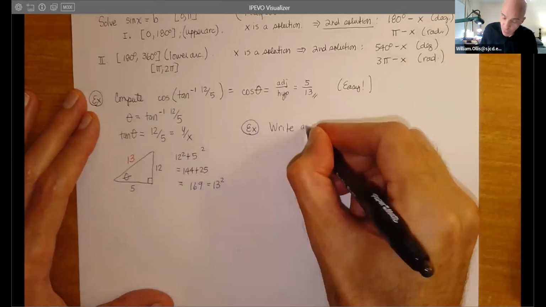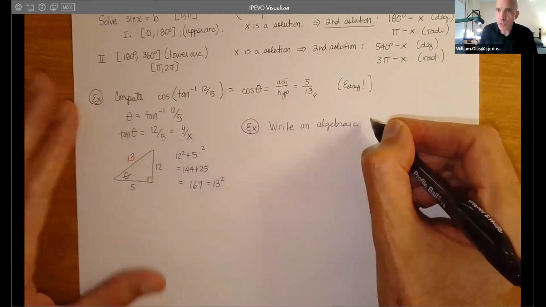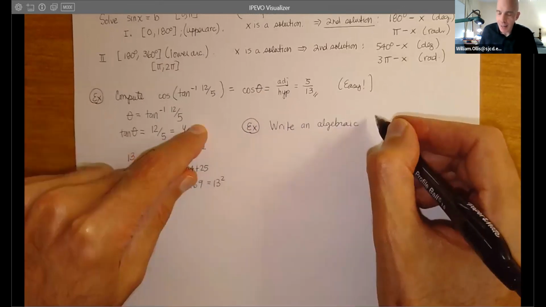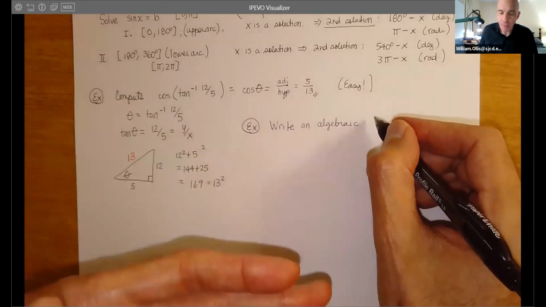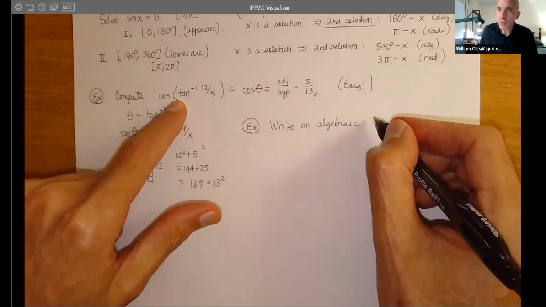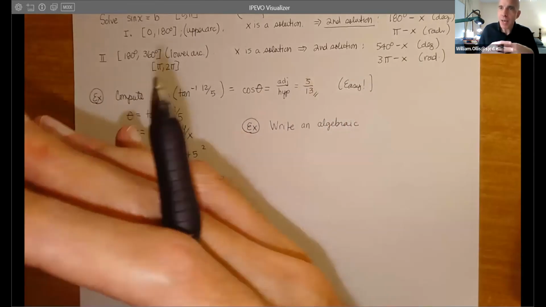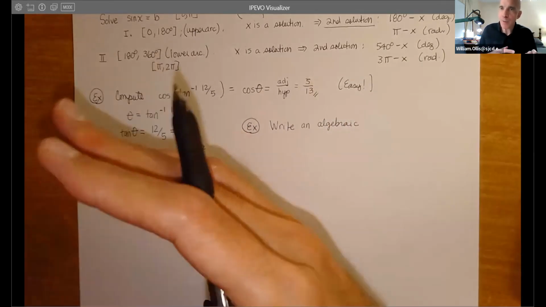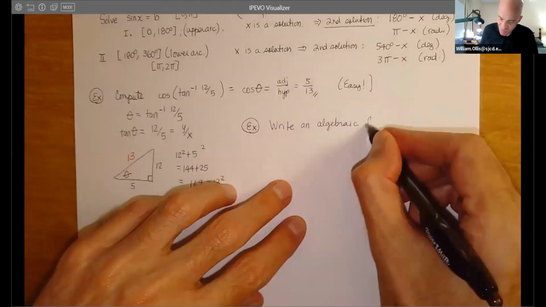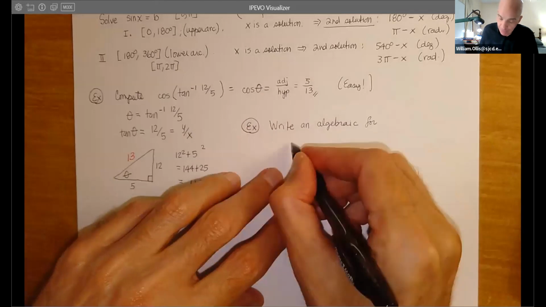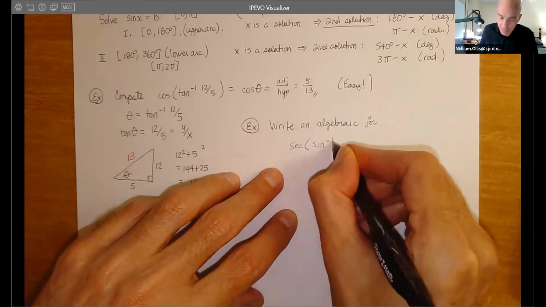an algebraic expression. So what we're doing is we're taking these functions that are transcendental, based on pi, and creating algebraic expressions out of them with these compositions. So there's an intimate relationship between the radicals and the transcendental functions because of the Pythagorean theorem. So write an algebraic expression for, in this case, secant of the inverse sine of x.